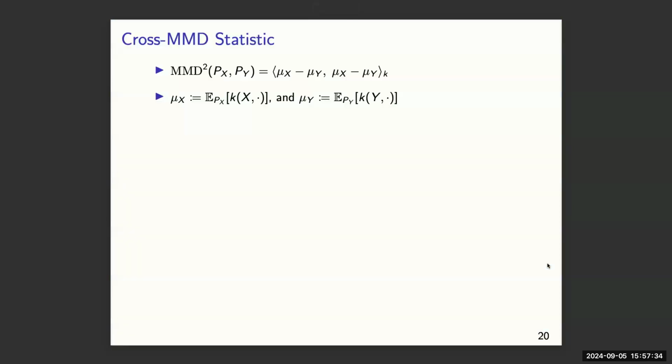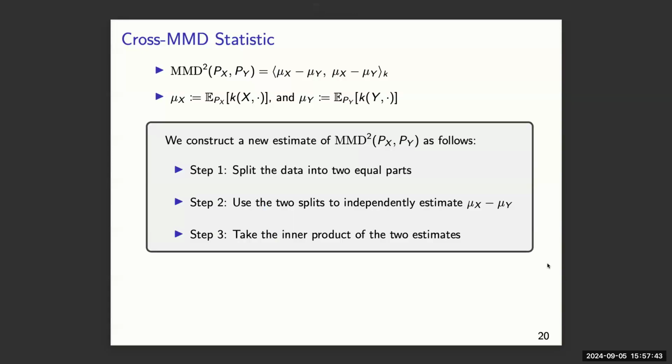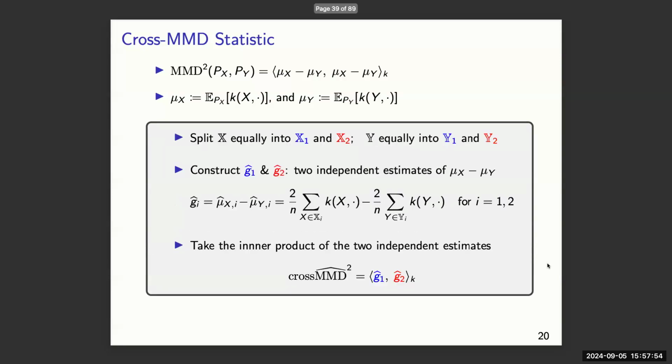Okay, so just to remind you, this is what we want to estimate: MMD squared, which is the inner product of mu X minus mu Y with itself. So here's an idea. Given the data set, we split it into two equal parts, and we use them to construct two independent estimates of mu X minus mu Y, and we take their inner product. A bit more formally, let's say we have the samples blackboard X and blackboard Y. We split them into two equal parts, X1 and X2, Y1 and Y2. We construct two independent estimates of mu X minus mu Y, denote them by G hat 1 and G hat 2, and then take their inner product. That is the first step of constructing the statistic.